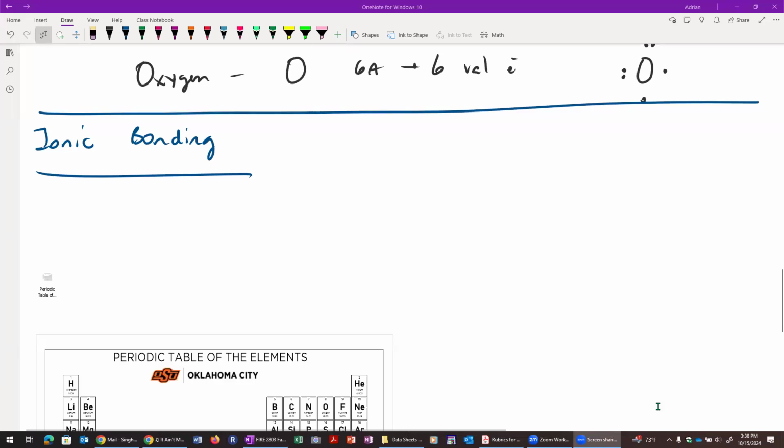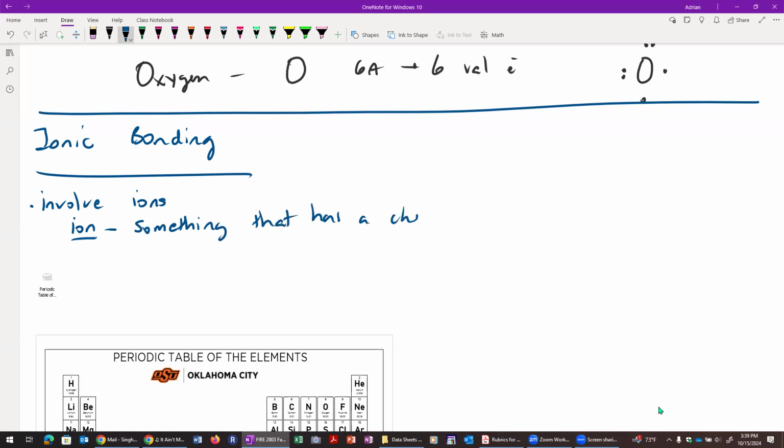All right, so the first type of bonding we're going to take a look at here is ionic bonding. And as the name suggests, ionic bonding is going to involve things called ions. Okay. And what an ion is, is nothing more than something that has a charge. And that charge could be positive or it could be negative. So anything that has a charge on it is considered an ion.